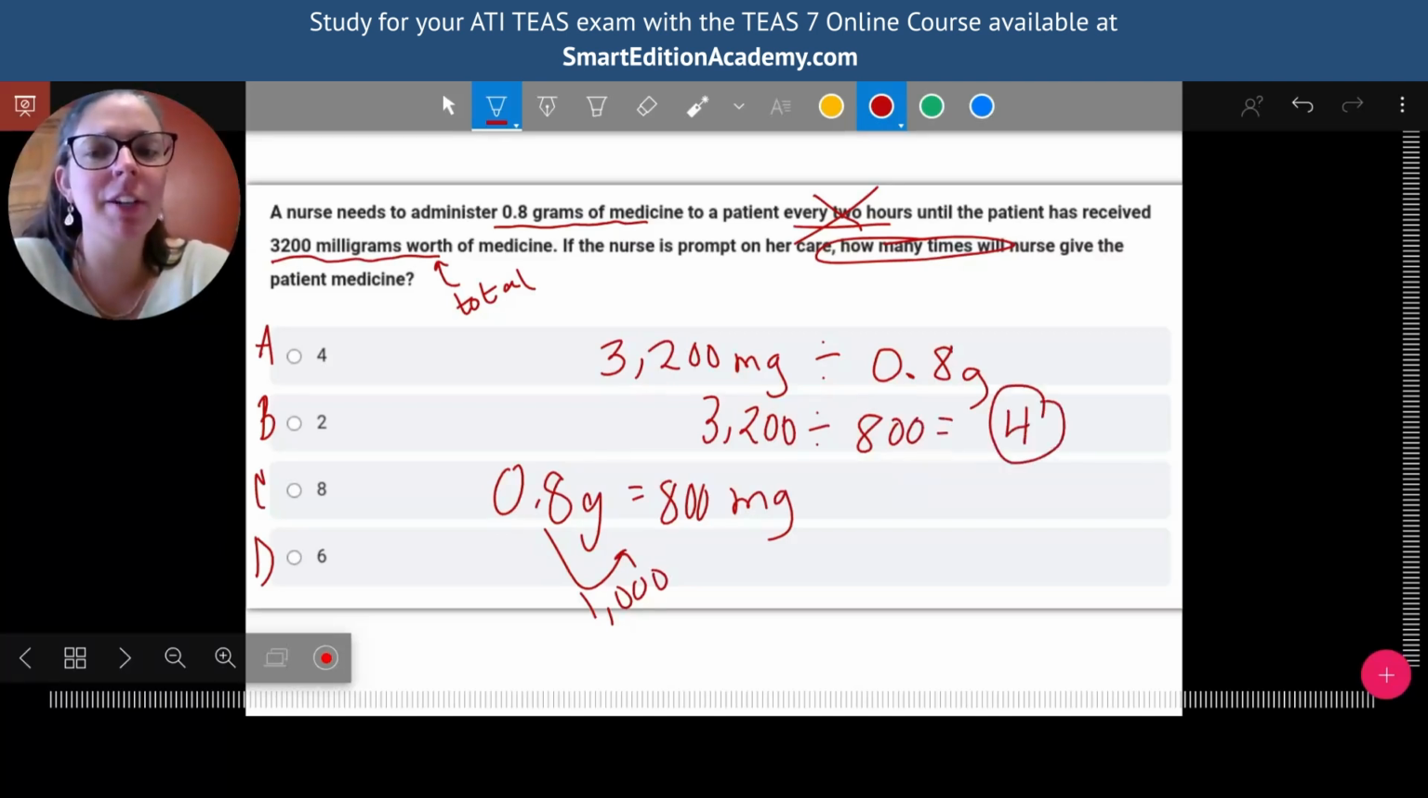So again, you could just plug that right in your calculator, let that do the hard work for you. You would get 4 as your solution.